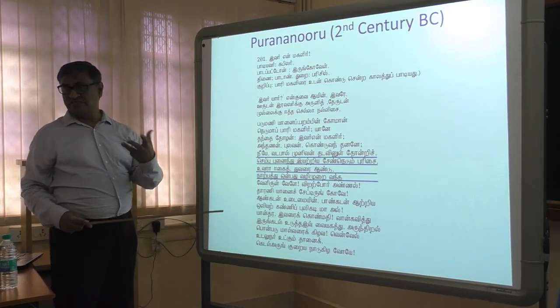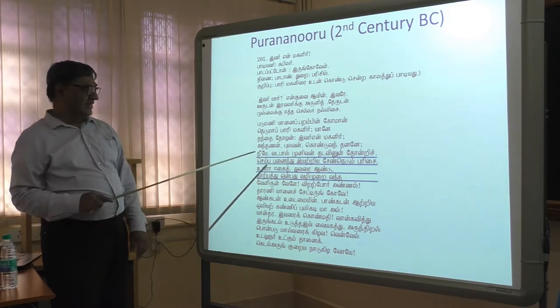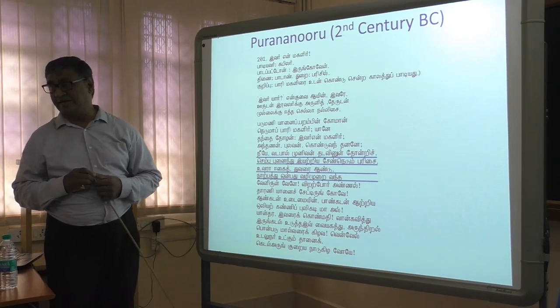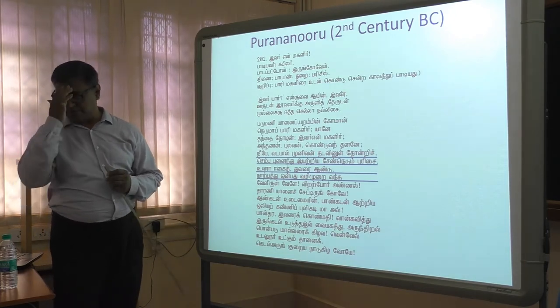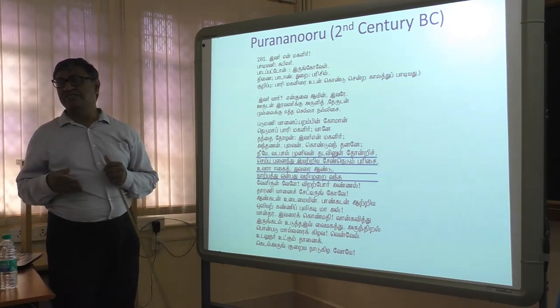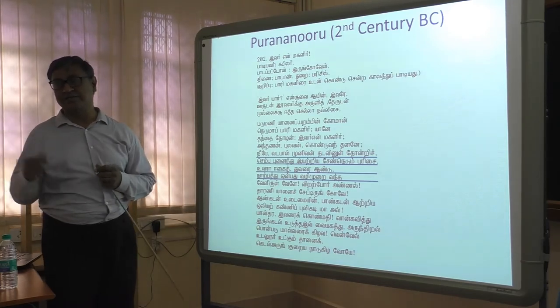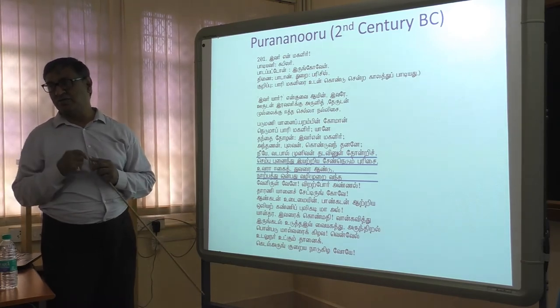Purananuru is a Sangam text. It tells the story of a Tamil poet named Kapilar and his friend Pari, who was one of the patrons. There were seven patrons in the old Sangam tradition, and Pari is one of them.